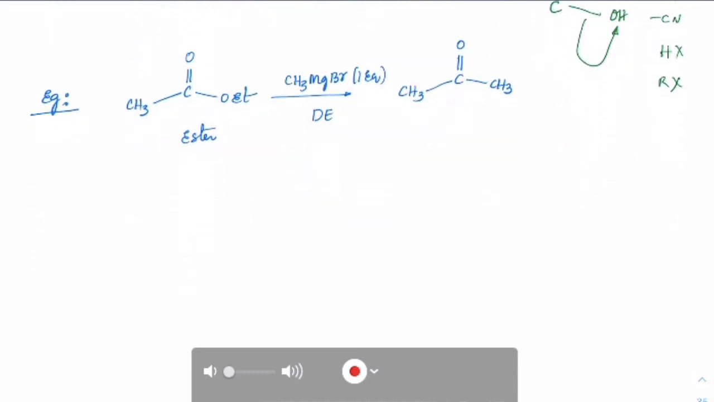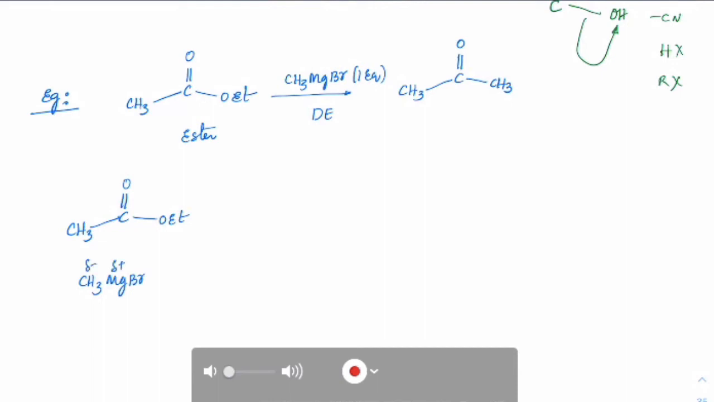Let me show you the mechanism for this. CH3 C double bond O OEt, and we have CH3MgBr, Grignard's reagent, which is a good nucleophile, so that would attack on this carbon and SN-TD will take place.